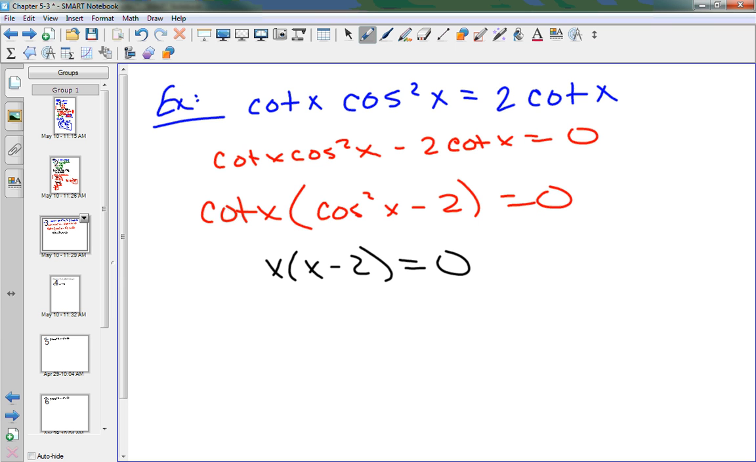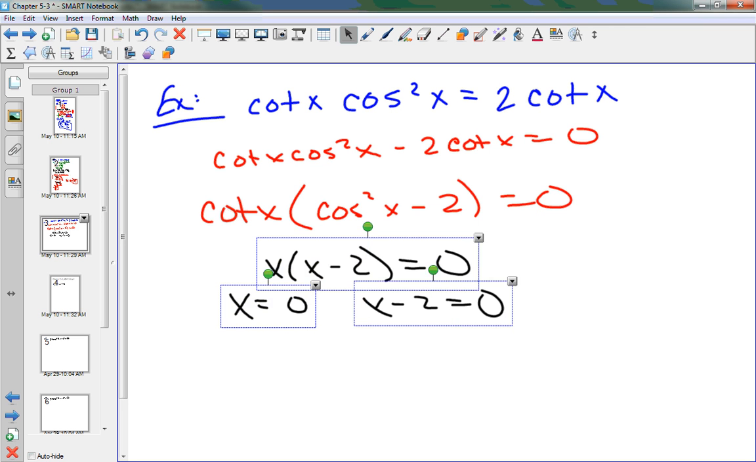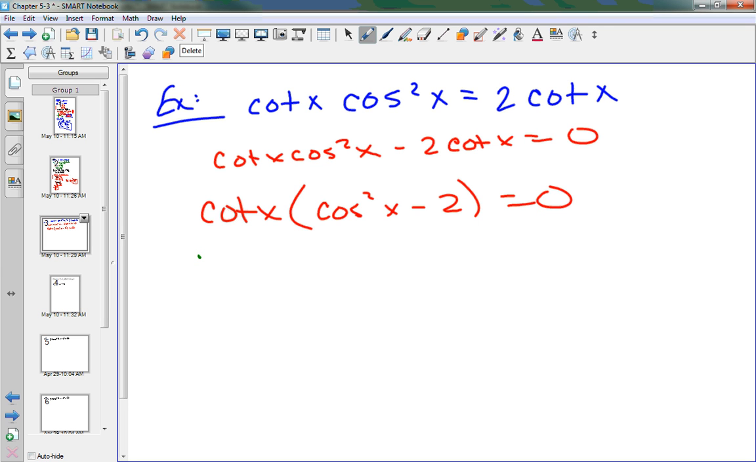So if I can do this in Algebra 2, what can I do with the trig? I can do the exact same thing. So what I'm going to have here is the cotangent of x is equal to 0, and the cosine squared of x minus 2 is equal to 0. Do you know why you guys struggle and freak out? Because you refuse to remember the stuff you learned in Algebra 2. I don't think you should. But you learned something. Thank you.